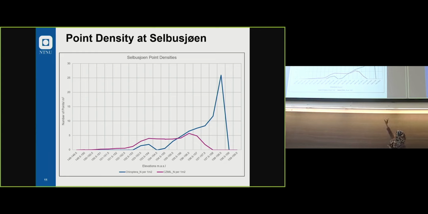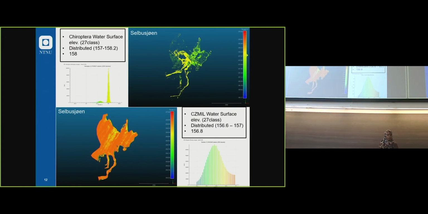And this discrepancy at the shallow areas was mentioned before, that it was due to the change in the water levels. This is explained here: Chiroptera was measuring at water level 158, while Sesmel was measuring at an average water level of 156. So at the shoreline, for the same part, Chiroptera was measuring a wet area, while Sesmel was measuring dry land. And this can lead to classification errors. That explained the high residuals at the correlation part.